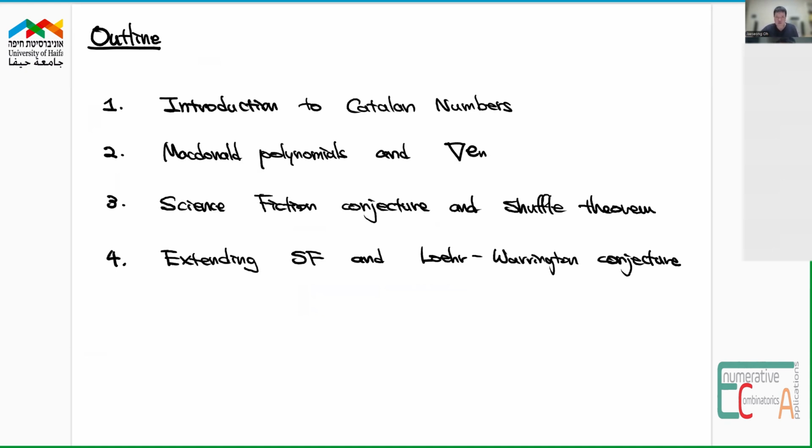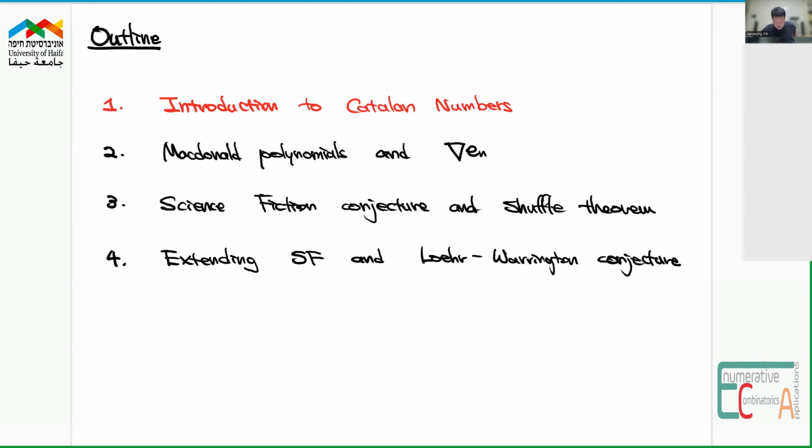Finally, in the last section, I'll explain what I am doing these days to extend the science fiction conjecture and relate it to the Lawrence-Warrington conjecture. So let me begin with the introduction to Catalan numbers.